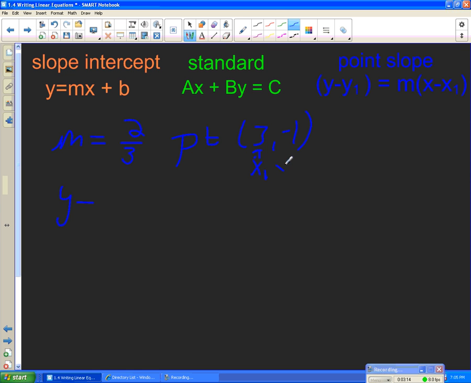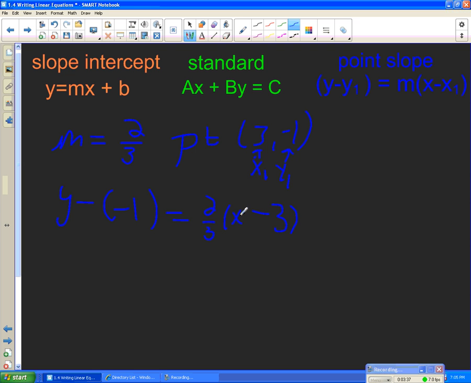Let's say y sub 1. So here's your x sub 1 and your y sub 1. So go over here. I'm going to plug in my -1 for my y sub 1 equals 2/3 times x minus my x sub 1, which is a 3. Now this is point slope.